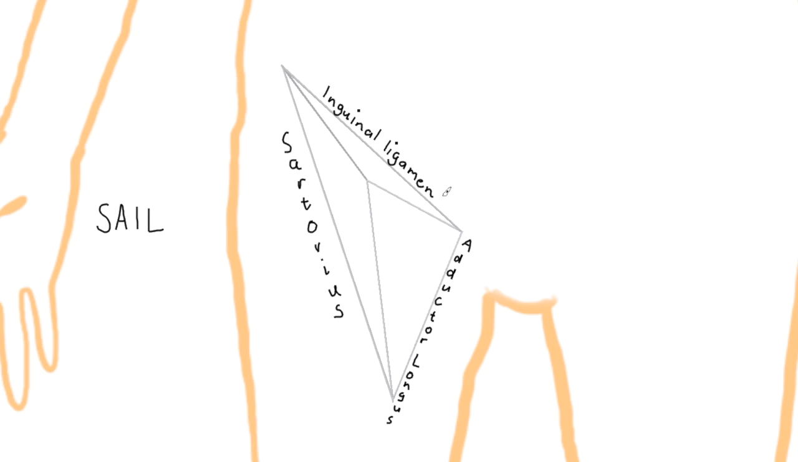Given that the femoral triangle is a 3D space containing some important anatomical structures, think of it as a pyramid. The mnemonic SAIL helps us to remember the lateral, medial and superior borders. That's sartorius, adductor longus, and the inguinal ligament. But there's also a floor and a roof to this 3D triangle.